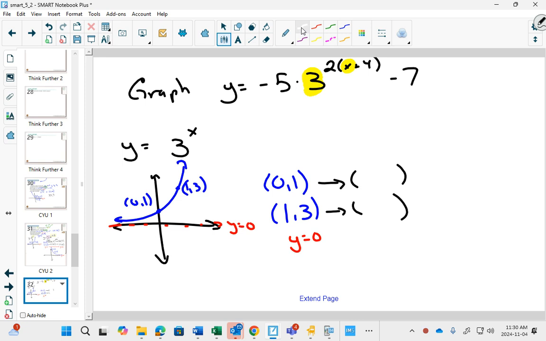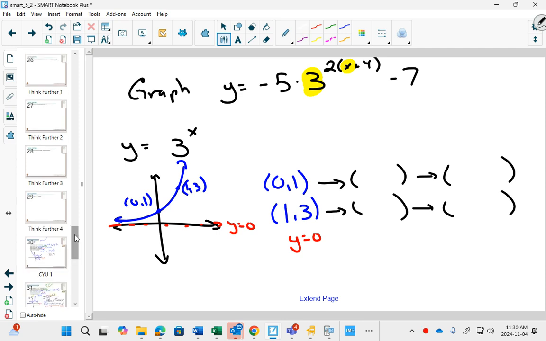We do our stretches and compressions first, then our translations second. So when I look at this graph, can you see that you would be multiplying your x values by a half? Because x's are liars. That 2 means you multiply x by a half. Always multiply by the reciprocal. And you're going to multiply your y values by -5. The negative is a vertical reflection, the 5 is a vertical stretch. Translation-wise, that +4 means we're going to go 4 to the left. That -7 means you're going to go 7 down.